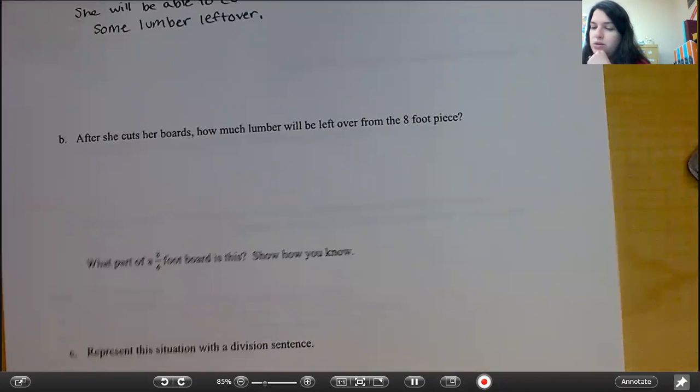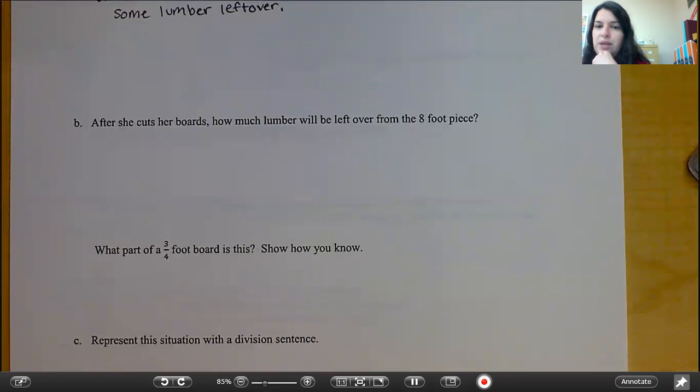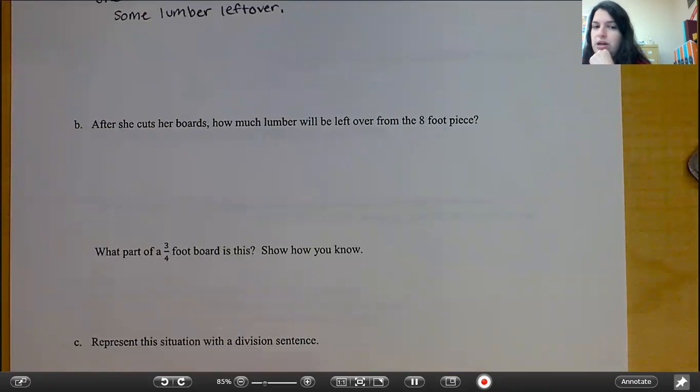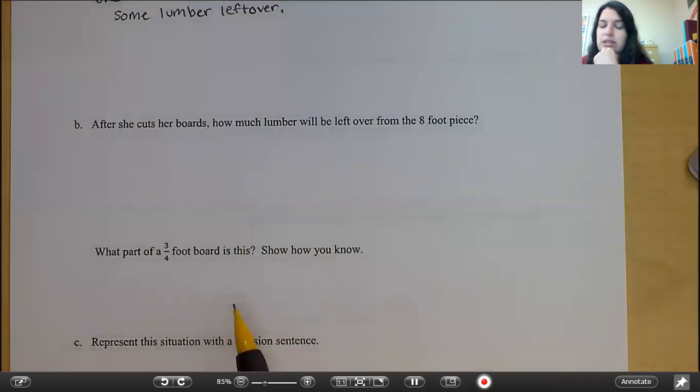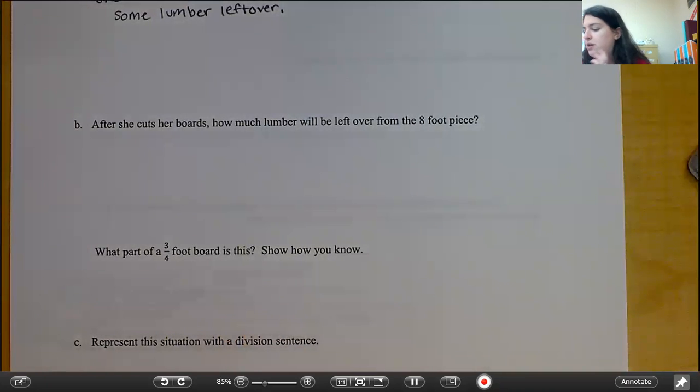B says, after she cuts her boards, how much lumber will be left over from the 8-foot piece? So go ahead and pause the video and try to answer B. You answer this question first, and then what part of a 3/4 board is this? Show how you know. So go ahead and pause the video and answer this. If you're back with me, you've answered B. We're going to save B for class.